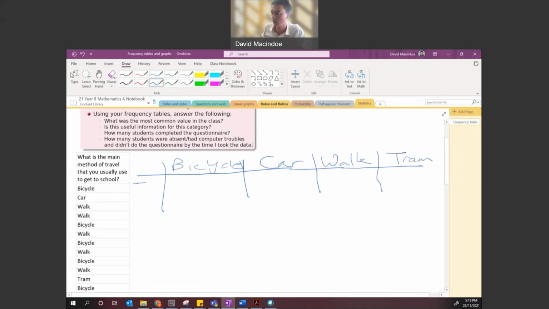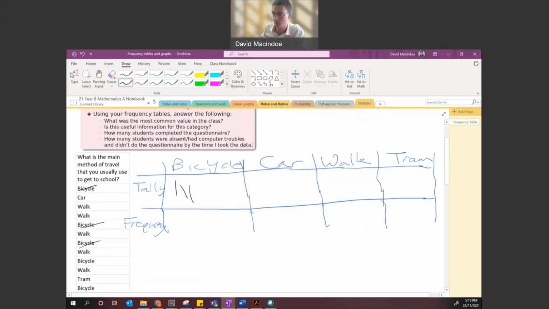The next bit of our table is a tally, and then we're going to turn that into a frequency. So the next one down will be frequency. With my tallying, I just go along and tally things up. So I'll change color here. Bicycle, there's one there, right? Next is car. What I might do is all the bicycles first and then go back and look at other ones. So we got another one there, another one there. So we got that one, that one, that one, that one.